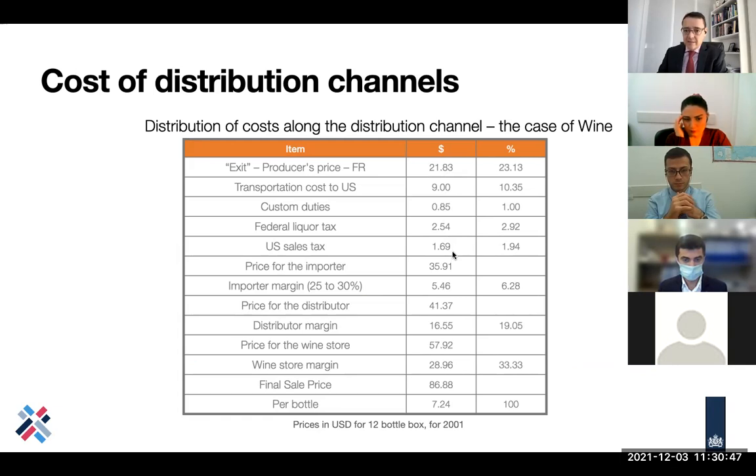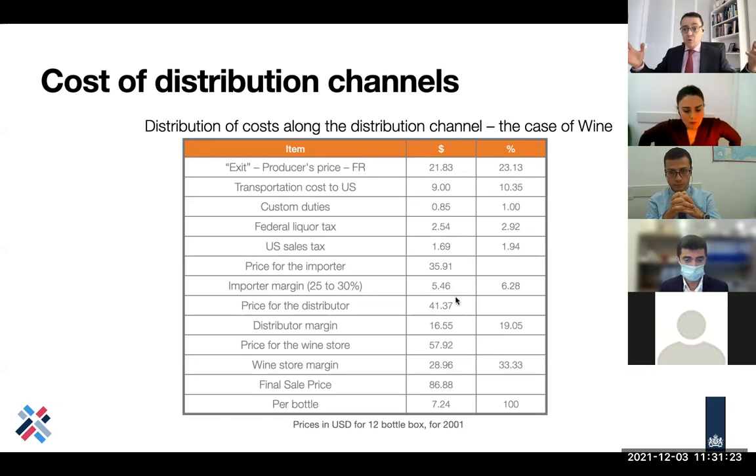Then you have to pay the sales tax, because when you import things, well, it's a sale. So the importer has to pay sales taxes because he's buying, right? That makes the price go up to 35.91. Then, of course, it's the importer's margin because they are putting in the warehousing and the sourcing and the shipping, and there's a lot of work they do, so they take 25 to 30%, which means that their price is 41.37. And they sell to a distributor.